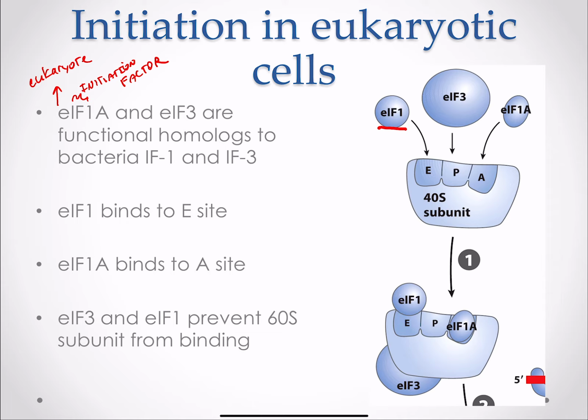Initiation factor 1A and 3 are going to be very similar in function to the bacterial 1 and 3 we just discussed, which prevent the premature addition of the larger subunit to form the fully functional ribosome. Our eukaryote initiation factor 1 will bind to the E site, our 1A will bind to the A site, and then eukaryote initiation factor 3 binds, and this helps to prevent that 60S subunit from binding.